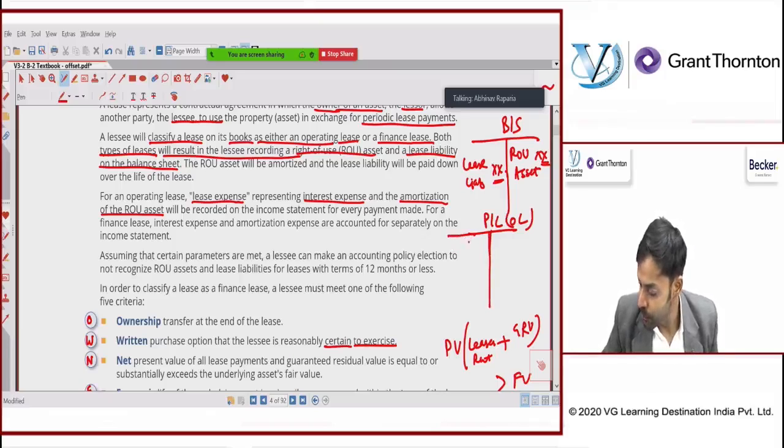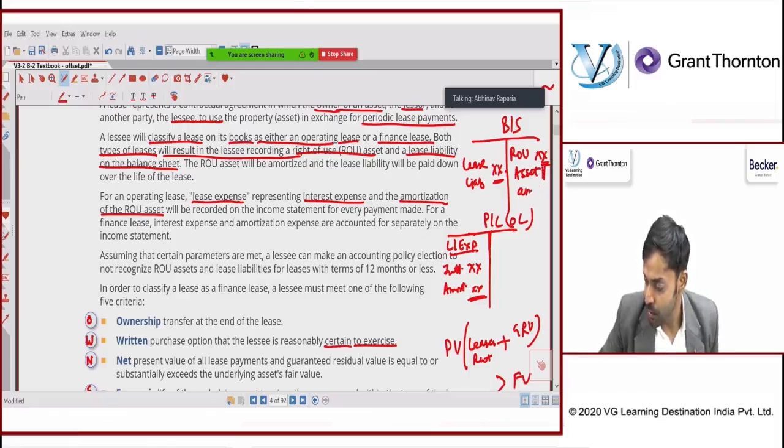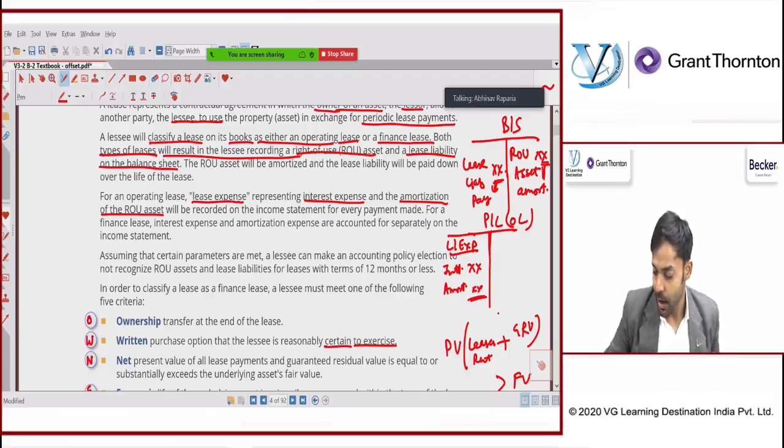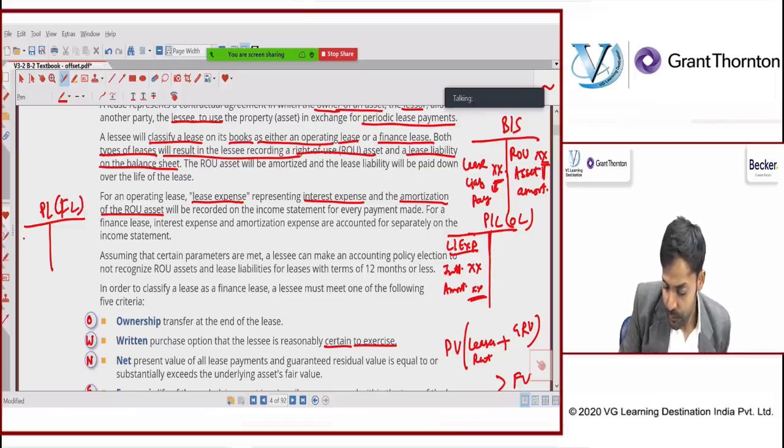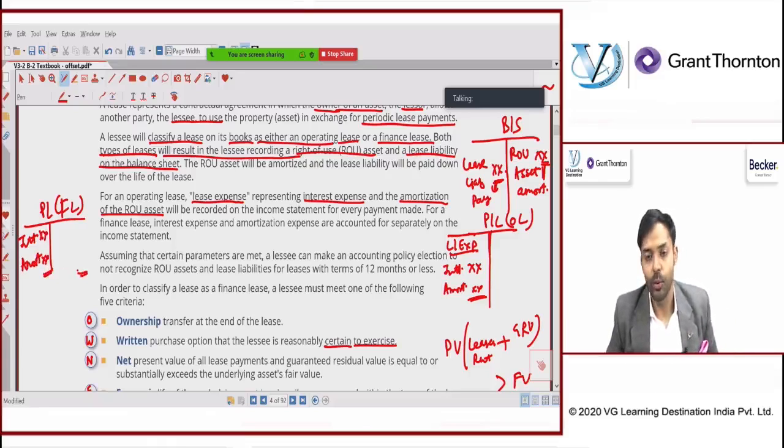Herein you are showing both the categories under the lease expense. So this is something you will amortize over the life of the asset, and this is something you will pay. So automatically it will keep on knocking off with each other, right? And that's how you show it in the case of an operating lease. How would you show it in the case of a financial lease? You show it separately. That's the only difference.